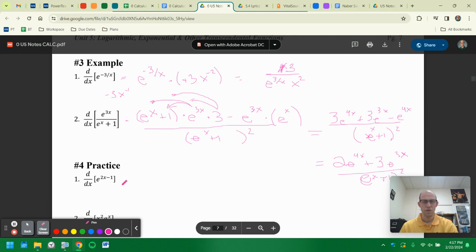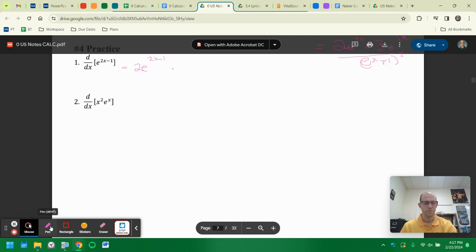The next one, you should go ahead and try and see if you get the same answer as me. Derivative of e to the 2x minus 1 is e to the 2x minus 1, and derivative of its power is 2. Try this one and see if you get out the same answer as me.